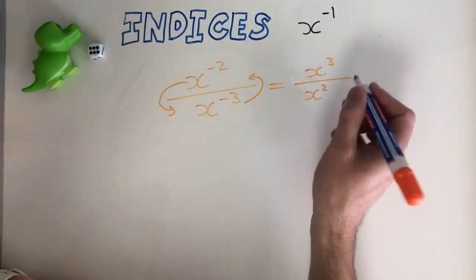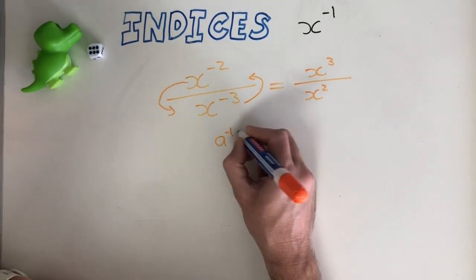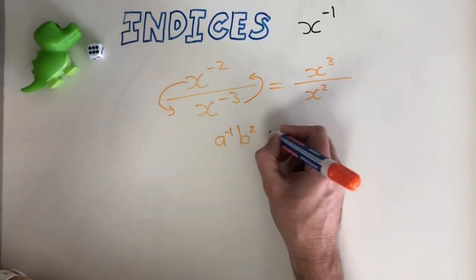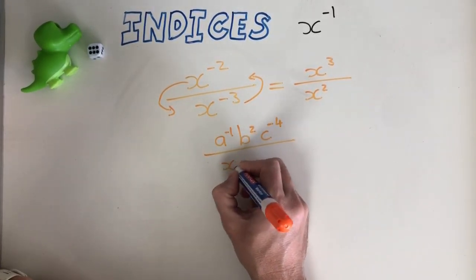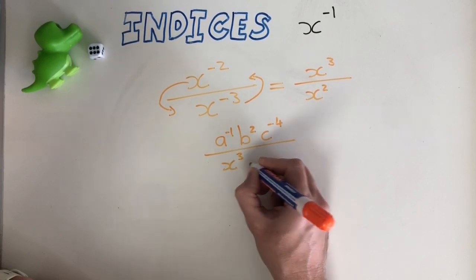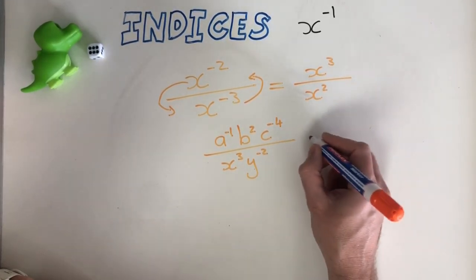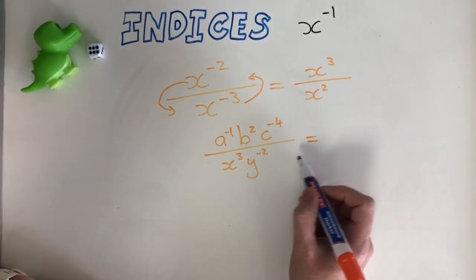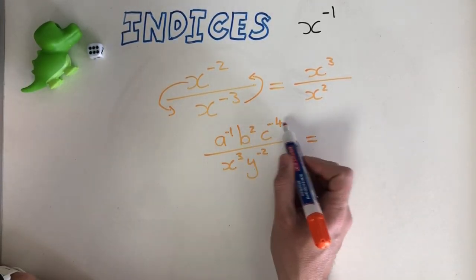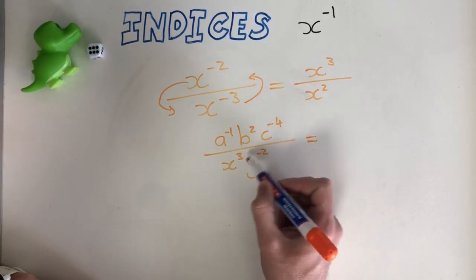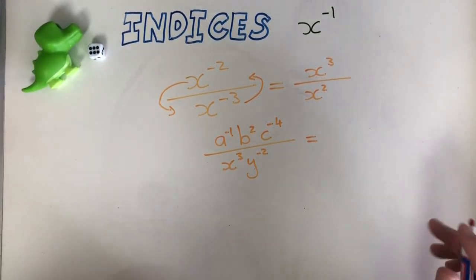So let's do an example with, let's say, weird indices. So a to the power of minus 1 times b squared, and c to the power of negative 4 over x to the power of 3, y to the power of negative 2, and yeah, let's just do that for now. So if I had to write this with my indices in the positive form, I just look at all the negative ones and I take them to the bottom, and everything that's a negative at the bottom I just take to the top. Very scientifically explained.